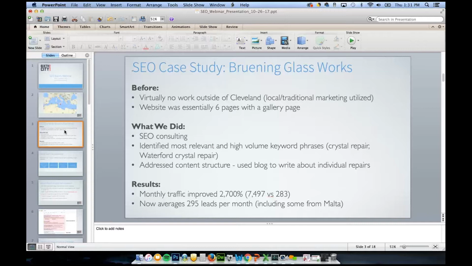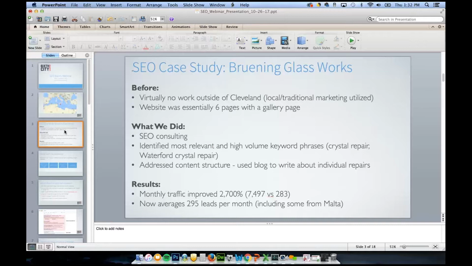Their website was essentially 6 pages, with one page being a gallery page showing their before and after. So they would help you if you have a vase or a wine glass or a chandelier, something that broke that you wanted fixed. You could actually ship it to them, and they can fix it for you.